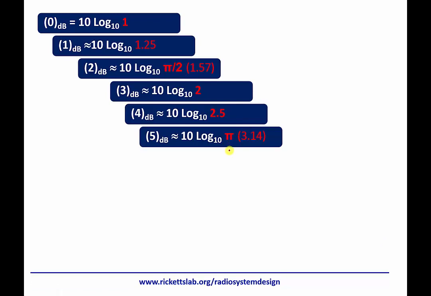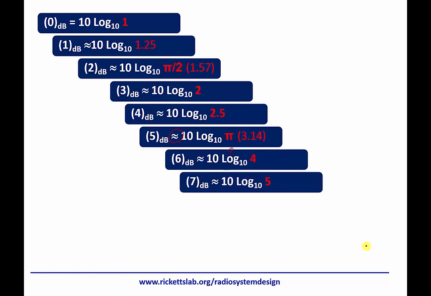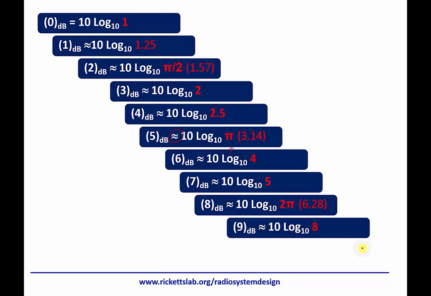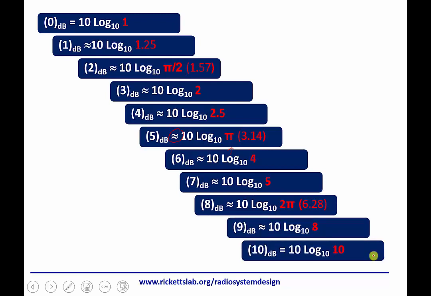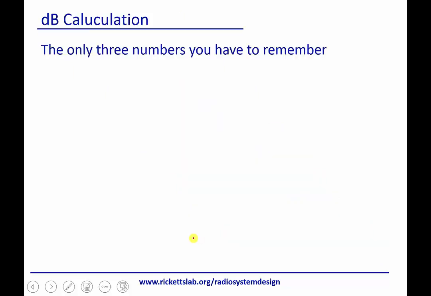By the way, if you're wondering why pi is magically 5, please notice that these are approximations. We're just using pi because it's convenient and it's close. If you do this exact calculation, it's not exactly 5. So there's no magic here. We all know pi is roughly 3.14 and it's easy to remember. 4 is 6, 5 is 7, 2 pi is 8, 8 is 9, that's kind of interesting, and then of course, the final one, the log of 10 is simply 10. Now, this is kind of a fun exercise, but there's really only 3 numbers you need to remember, okay?